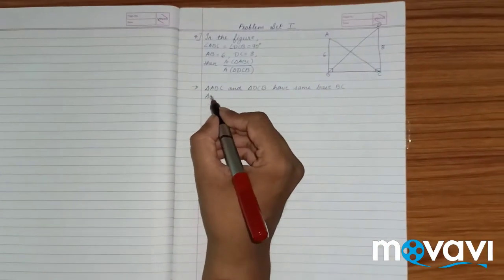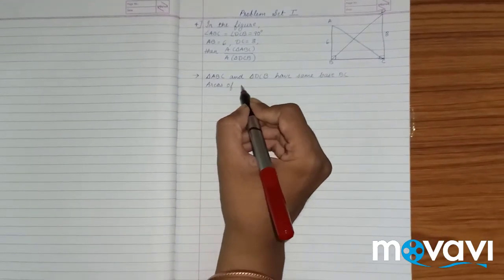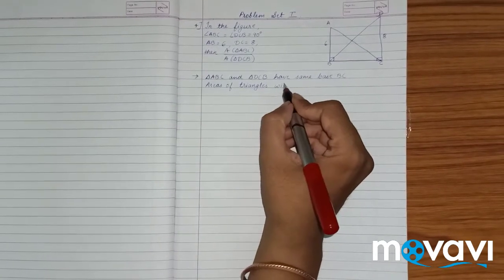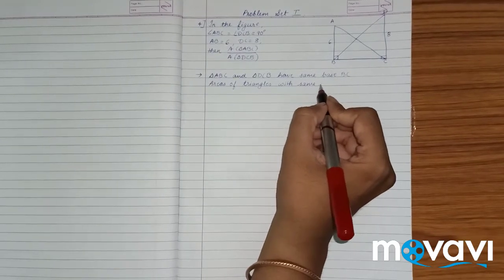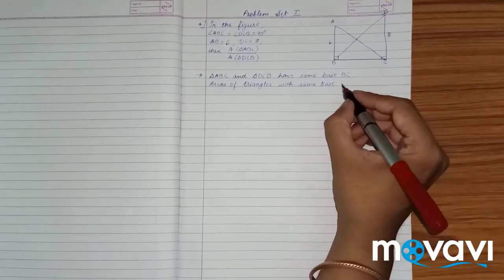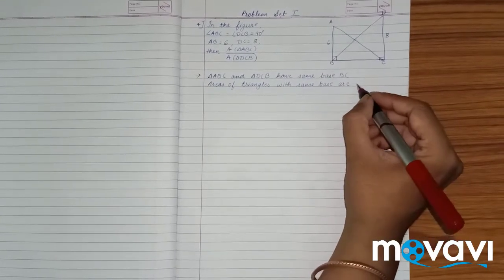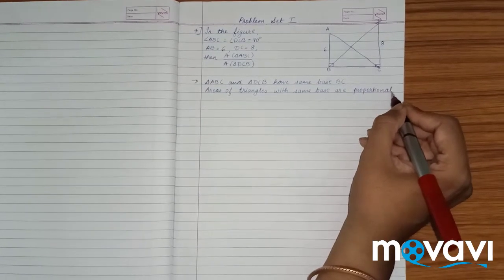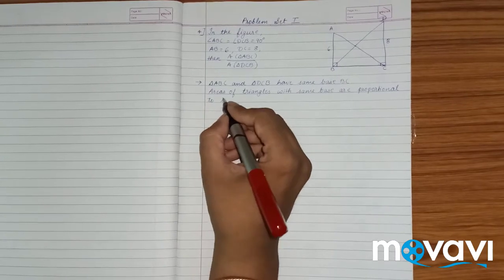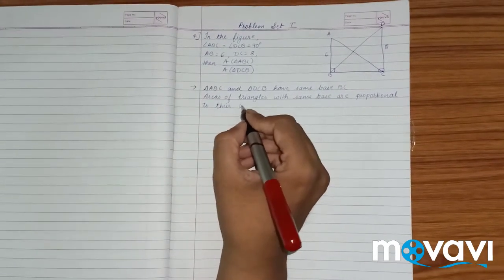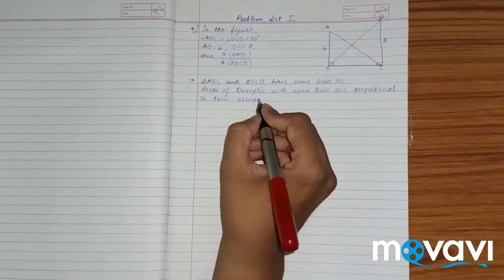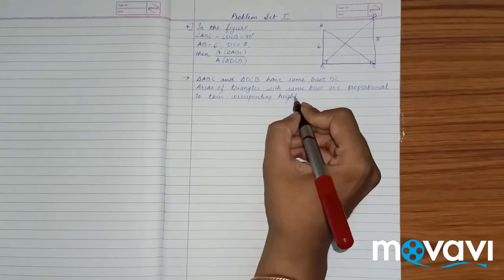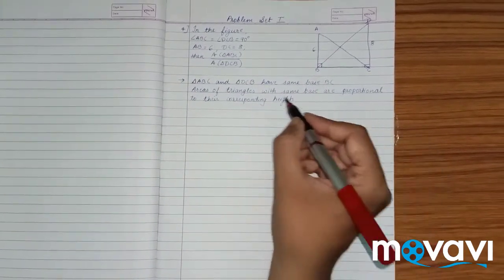So areas of triangles with same base are proportional to their corresponding heights. Okay. Now this time I have written a big reason.